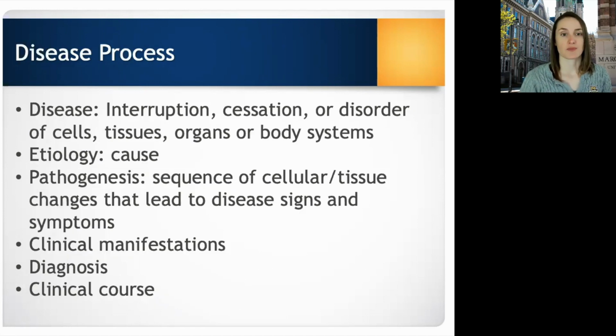Disease process. So a disease is the interruption, cessation, or disorder of cells, tissues, organs, or body systems. Etiology means the cause. Pathogenesis is the sequence of cellular and tissue changes that leads to the disease signs and symptoms. Clinical manifestations, how they present, what they look like. Diagnosis, what you label it as. And clinical course, what that disease will look like as it progresses.